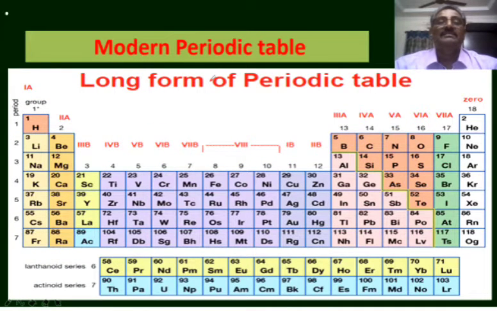You know that in the long form of the periodic table, the elements are arranged in the increasing order of the atomic numbers. It reflects the electronic configurations of elements. In the long form of periodic table, each period starts when the electron enters in a new shell. According to that, the first period has only 2 elements, second and third periods have 8 elements each, fourth and fifth periods have 18 elements each, and sixth and seventh periods have 32 elements each.